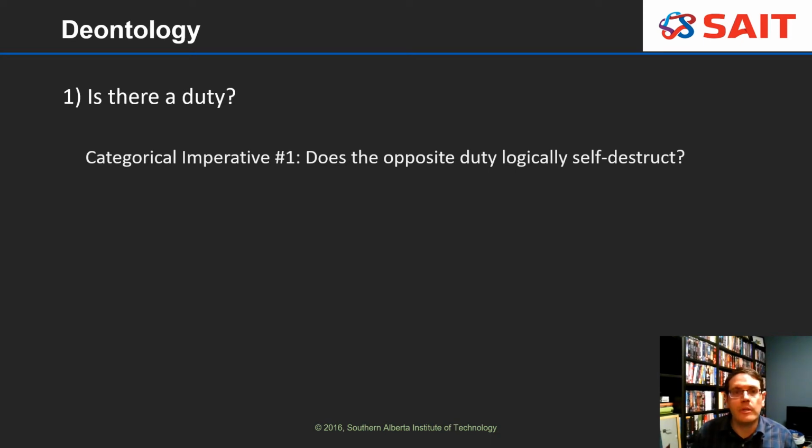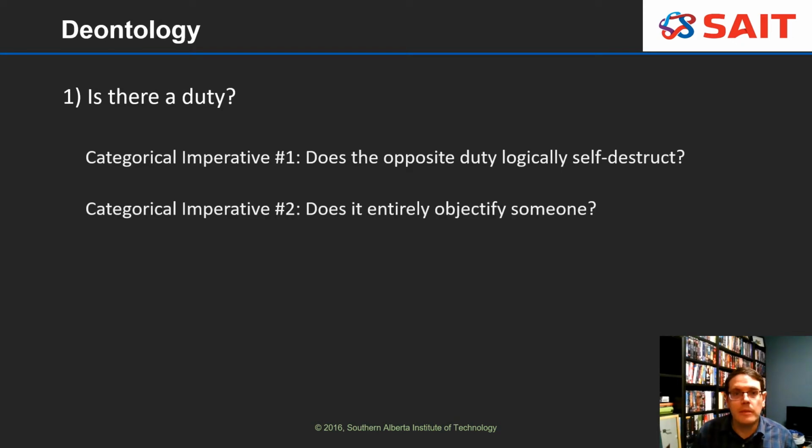The first categorical imperative asks, does the opposite duty logically self-destruct? If it does, then you've proven that there's a moral duty. The second categorical imperative asks, does the action in question entirely objectify someone? If it does, then you have a moral duty to not do it.